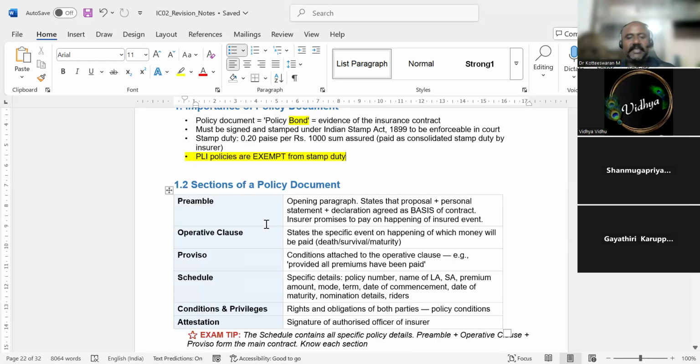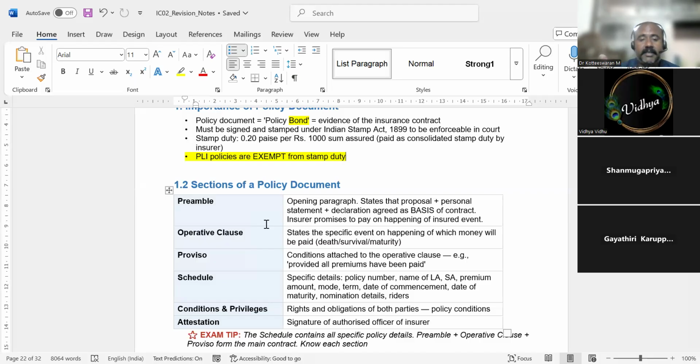So the policy document has a lot of sections, and we'll see what sections it will have. First section is the preamble. Preamble is the opening paragraph, the opening statement of why the contract has been created.